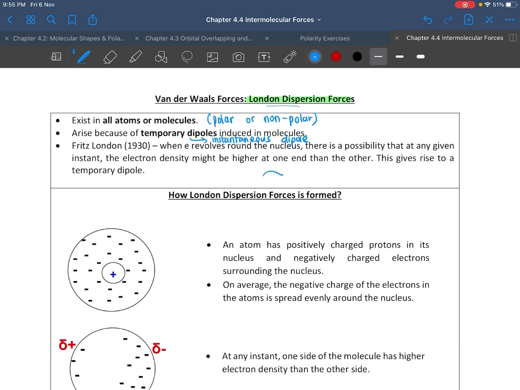So example macam ni lah, I always draw kat kamu hari tu, saya pernah draw macam ni kan. So let's say area ni banyak elektron. So this area akan jadi partially negatif and this area kurang elektron, so dia jadi partially positif. Okay, so bila ada unequal distribution of electron ni, inilah yang menyebabkan adanya temporary dipole. Okay, so nak faham lagi apa maksud Fritz London ni, kita kena faham how London dispersion forces is formed.